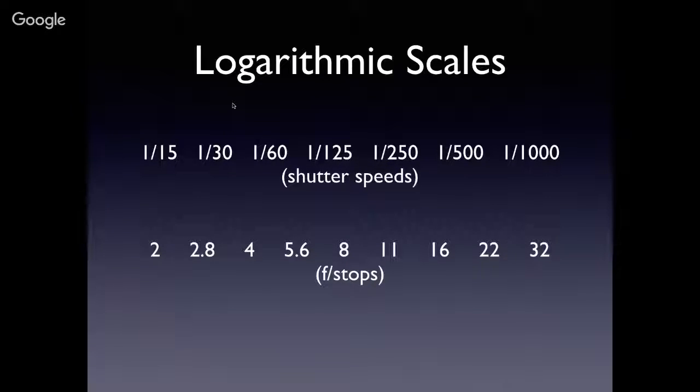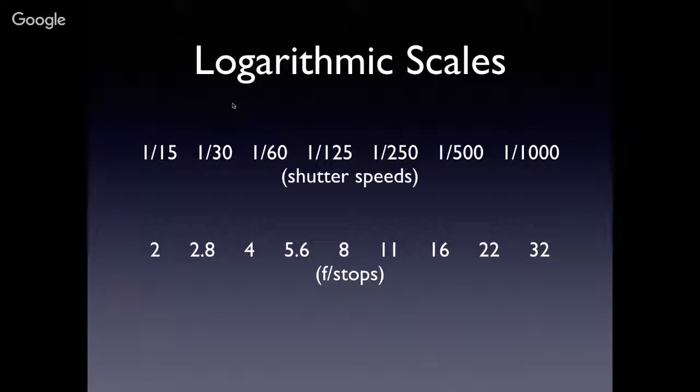Is there anybody who's not really familiar with that concept? Okay, so the difference between F16 and F22. If I go from F16 to 22, I double the light. If I go to F8, I double it again. If I go to F5.6, I double it again. To 4, I double it again. To 2.8, I double it again. To F2, I double it again.